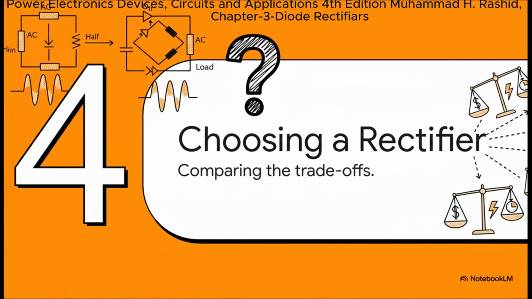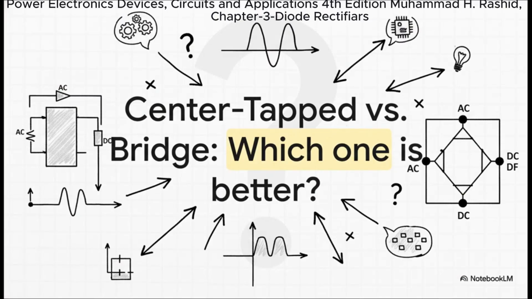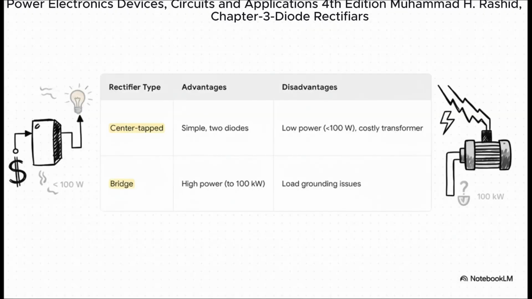Well, this is where you have to start thinking about the trade-offs. And this is the classic engineering question, right? Center tapped or bridge? Which one is better? By now, you all know what the answer is going to be. It depends. There's almost never a single best answer for everything. There's only the best choice for the specific job you're trying to do. And this table breaks down those trade-offs for us perfectly.